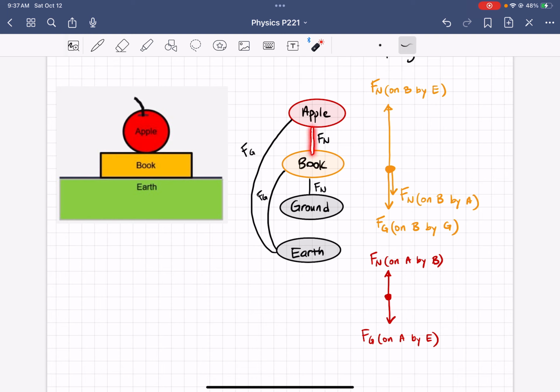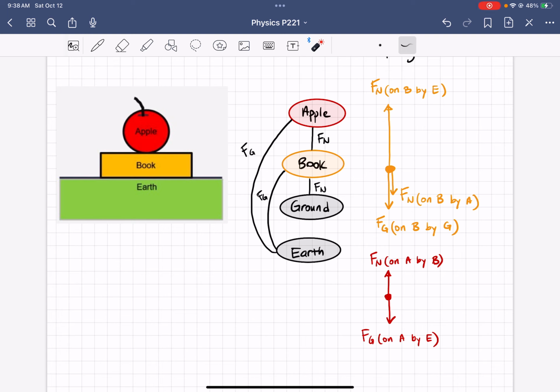These 2 forces are taking place between the same 2 objects, the apple and the book. They point in opposite directions, and I also knew to draw these equal in length because these are a pair of forces related by Newton's third law. So that was the only way I knew how to draw these forces relative to one of the forces in the other diagram.